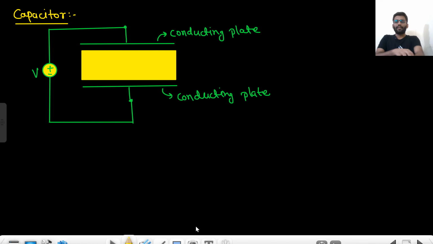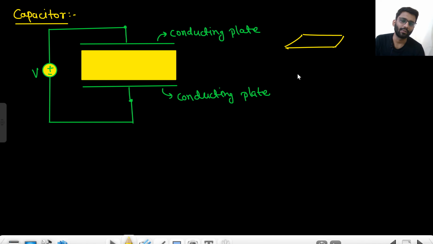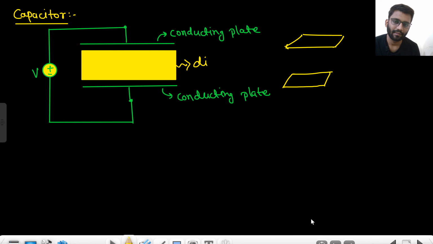Okay, now the capacitor. So there are two conducting plates. These are the two conducting plates. They are not like this, they are actually like this. These are the conducting plates, and this is a dielectric. Let's just call it a material. Dielectric material. What is dielectric? You don't need to think about it. This is just a material. It can be air, it can be any material.